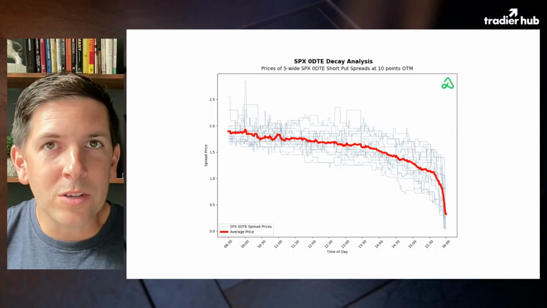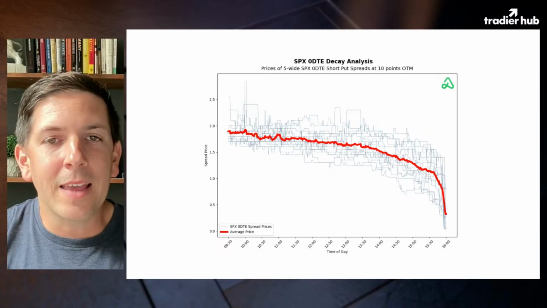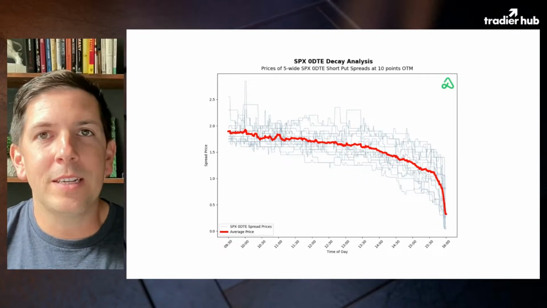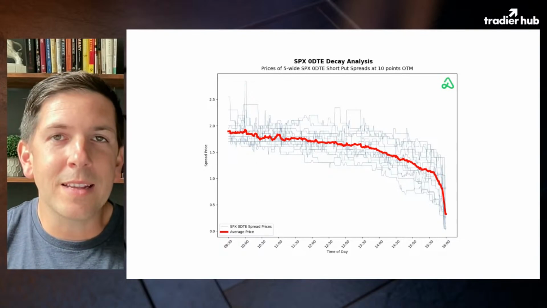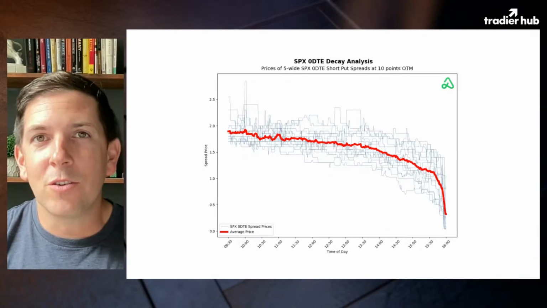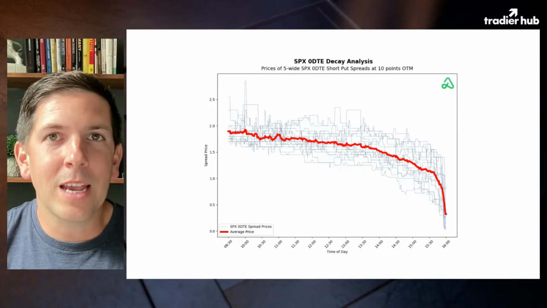We're going to be doing more research as we start doing more testing for 0DT contracts. But again, the key here is that if you are trading 0DT, most of that time decay and premium decay happens really, really late in the day. So make sure your trading strategies and your bots and automations are set up appropriately to take care of that time decay later in the day.